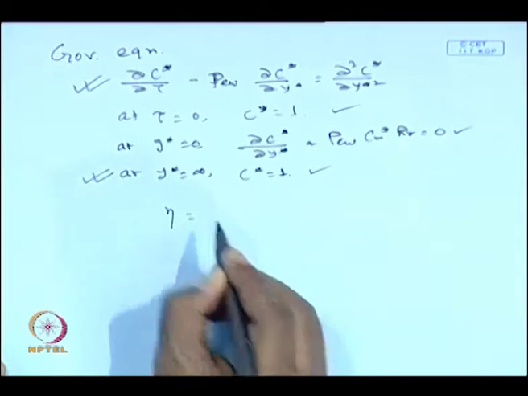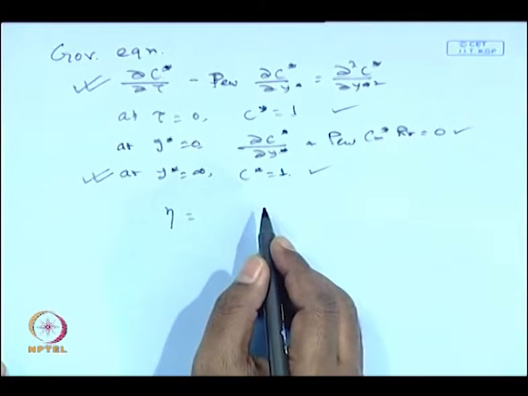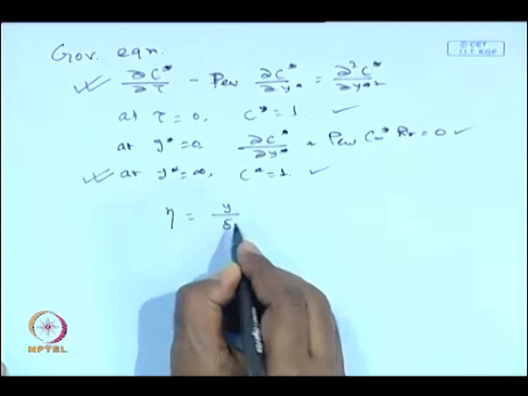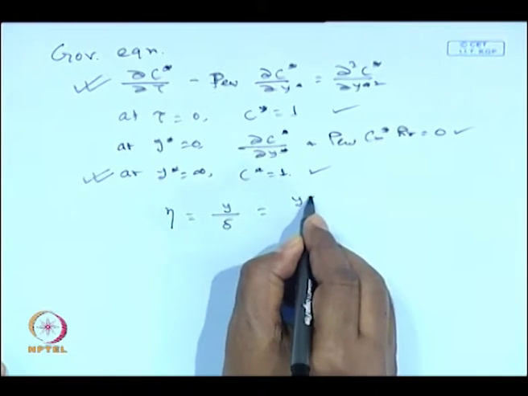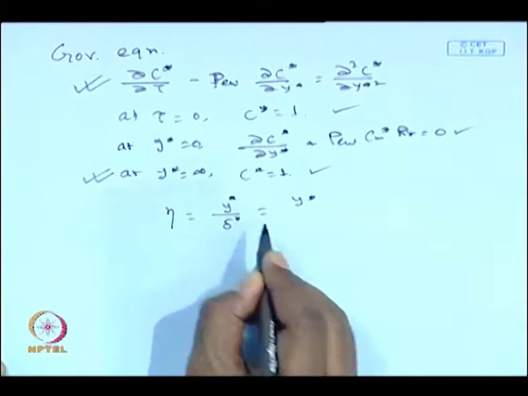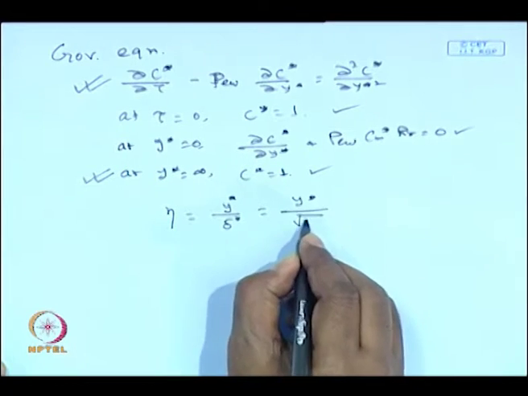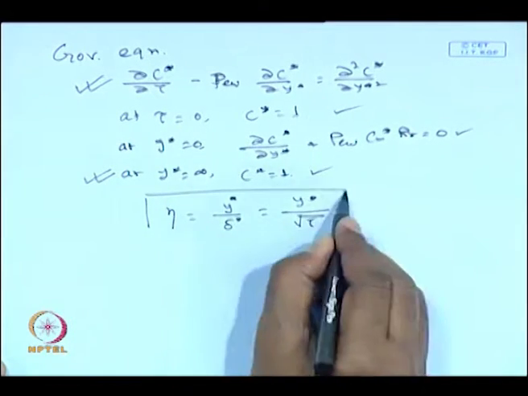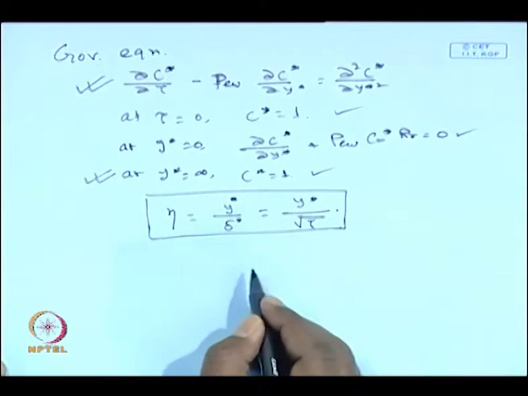So, we can have a similarity solution, and indeed we can have a similarity solution. We have analyzed the situation and found out the similarity parameter in this case as y by delta, which is nothing but y star, we make it non-dimensional. So, it becomes y star by root over tau. This is the similarity parameter we have derived in the last class.